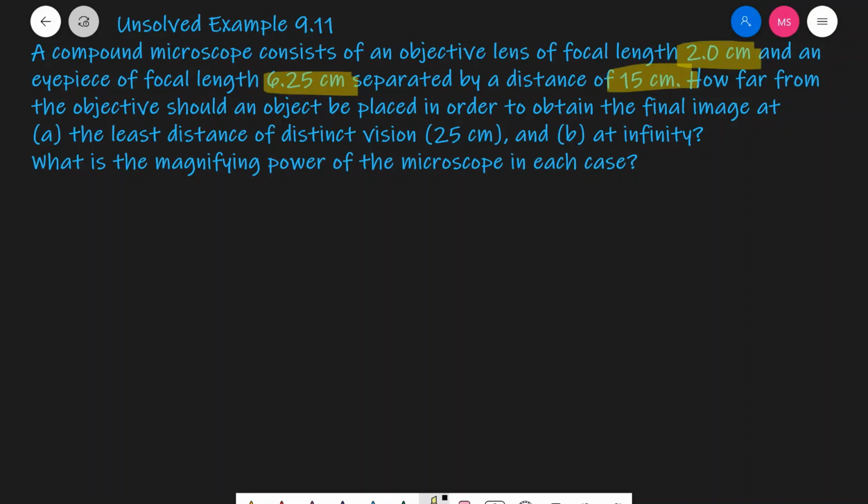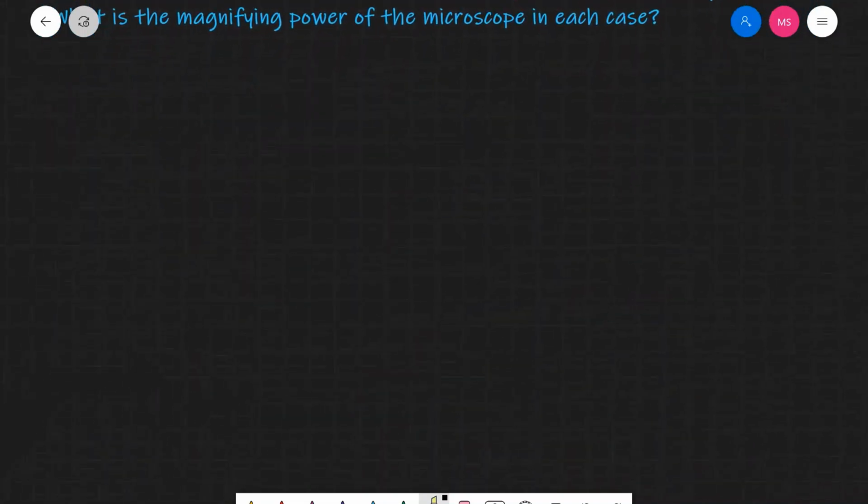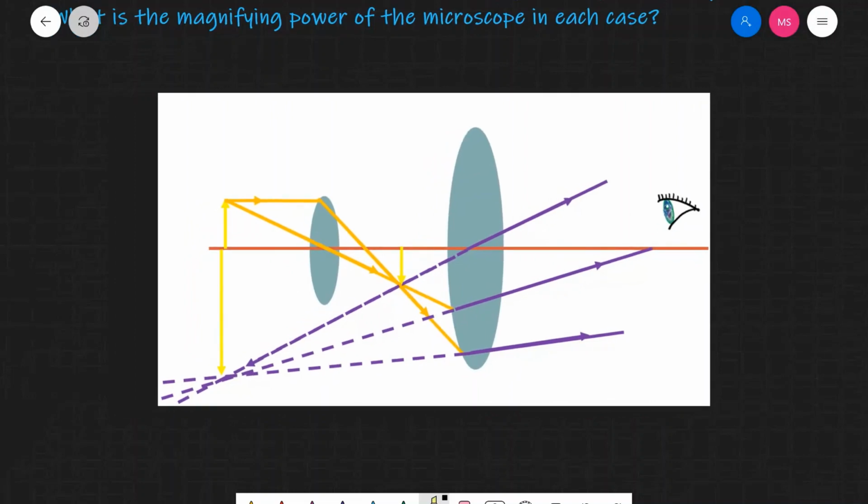Before starting this example, let us go through the compound microscope once again. Let us consider a figure. Here we have an object. The distance of the object from the objective is u naught. This we have to find. The image of this object due to the objective is formed at this point, so this distance is the image distance for the objective.